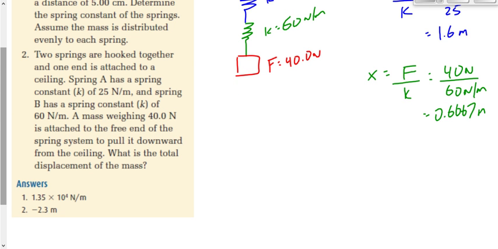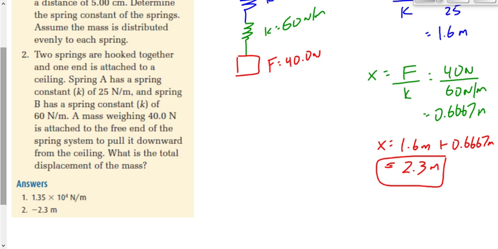We're going to add them together, right? 1.6 meters plus 0.6667 meters equals 2.26, or rounded to 2 digits, 2.3 meters. Now they've got a negative there, but it doesn't matter. We're talking about displacement, not like left, right, up, down. We're talking about displacement, stretching, compressing. Don't worry about that.